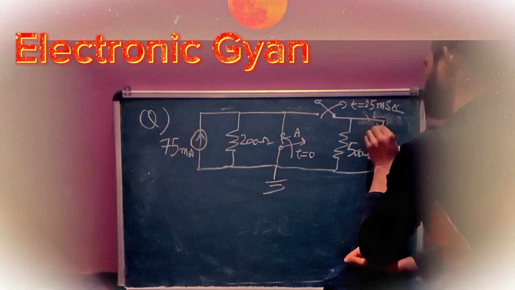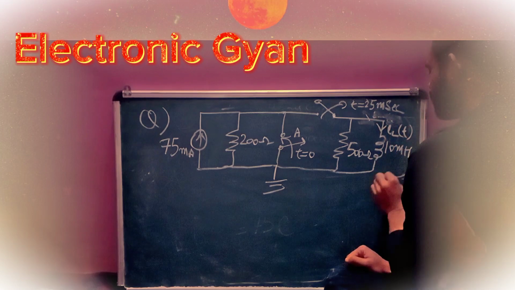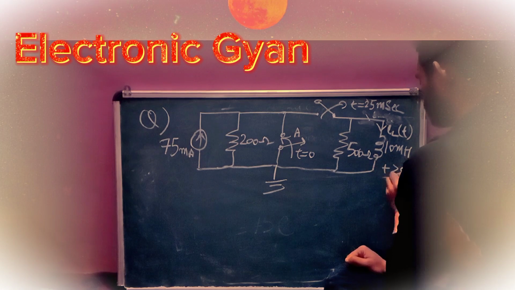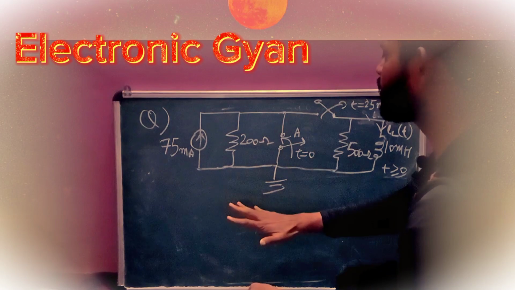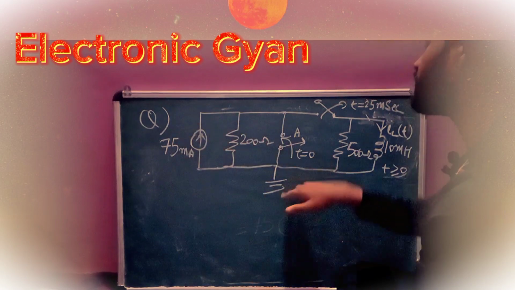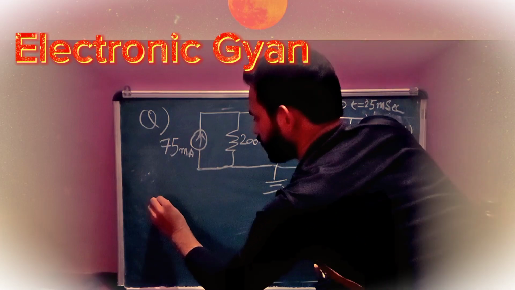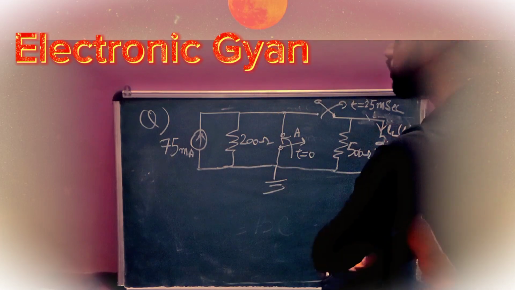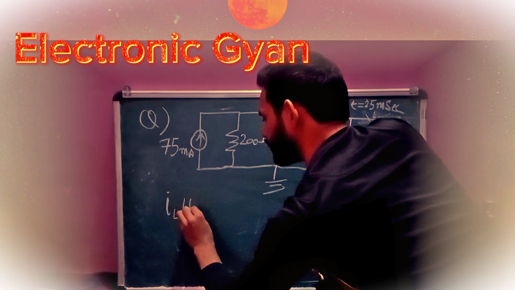Let me write this here. IL of t. What is this IL of t for t greater than 0? For t greater than or equal to 0, what is my IL of t? Yes, then we have found the current for both durations, 0 to 25 millisecond and greater than 25 millisecond. So now we are going to write the total current through this inductor for time t greater than 0.